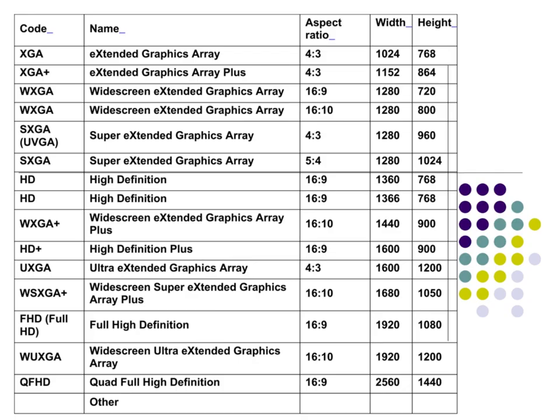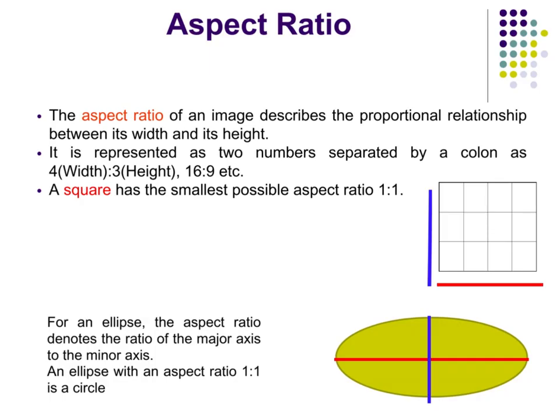These are the pixel areas, with the aspect ratio, width, height, and names or codes of the pixels. We usually see this in YouTube or any video we play, which depends on the pixel aspect ratio. Next, what is aspect ratio? The aspect ratio of an image describes the proportional relationship between its width and its height. It is represented as two numbers separated by a colon, for example 4 is the width and 3 is the height, or 16 ratio 9.